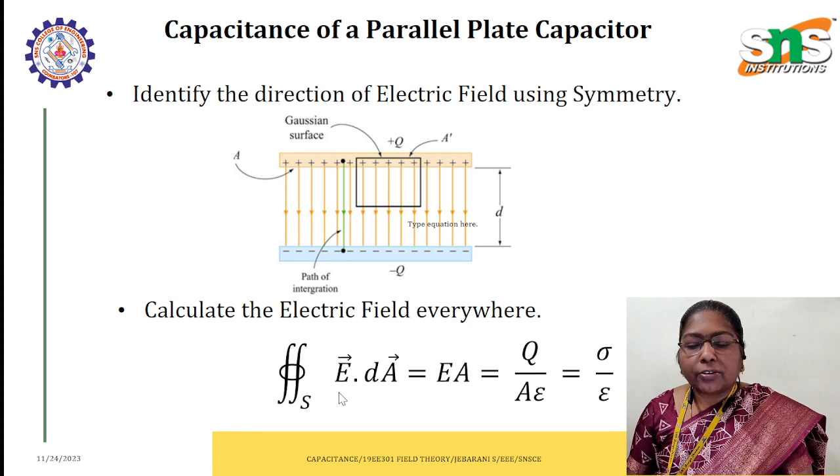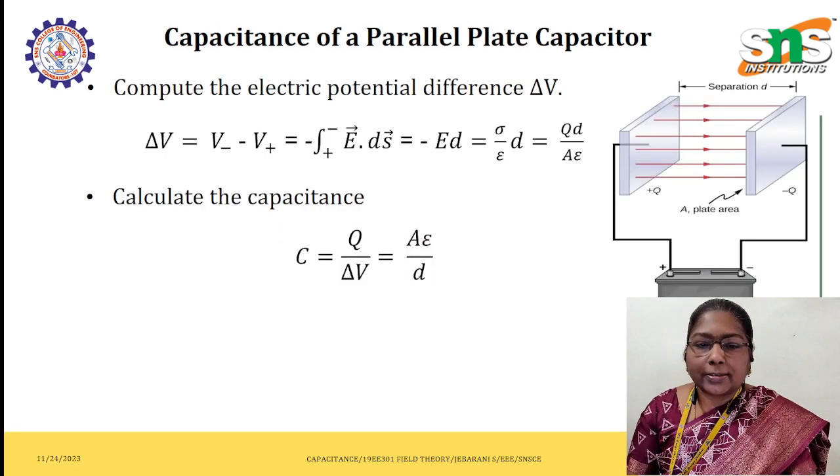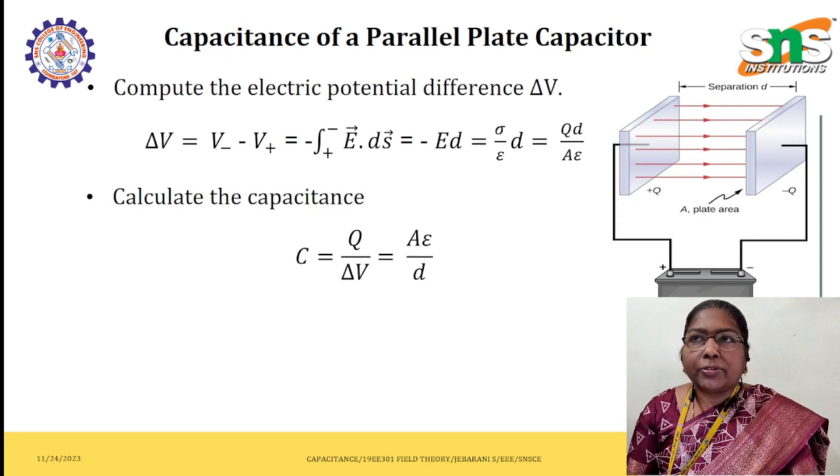So the closed integral of E dot dA, where E is the electric field intensity, dotted with the area, is going to give us the electric field everywhere. And it is going to be Q by A epsilon. So what is Q by A? That is the charge density that is going to be present. So the charge density sigma divided by epsilon is going to be the electric field present on the Gaussian surface.